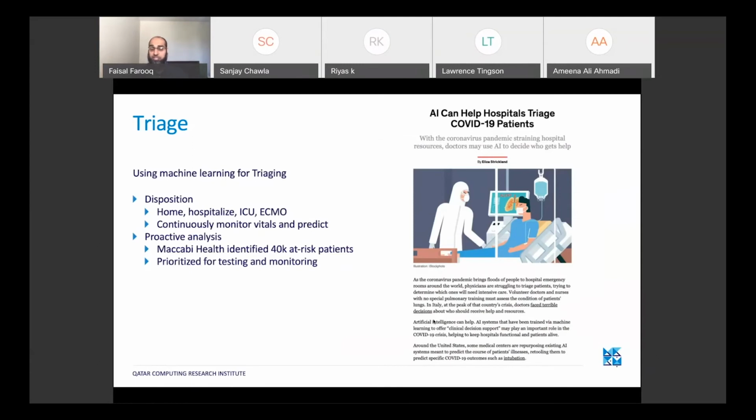In fact, in certain countries, they're proactively using the tools, even without people showing any symptoms, even without people coming to the hospitals. From their patient registries, they create at-risk pools and prioritize them for testing and for monitoring. These are AI tools that are already being used for that.